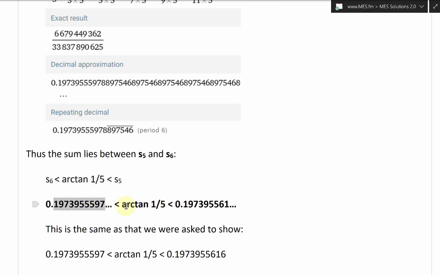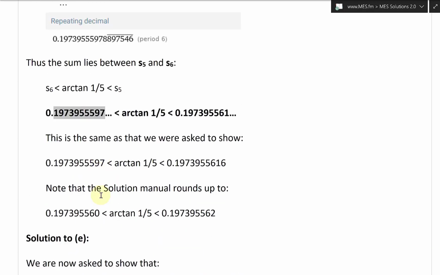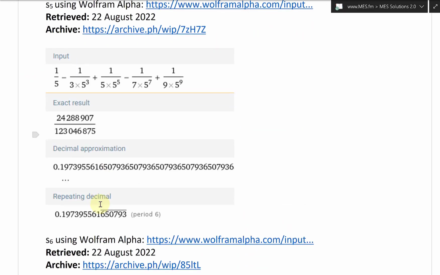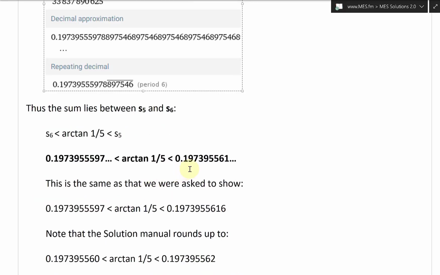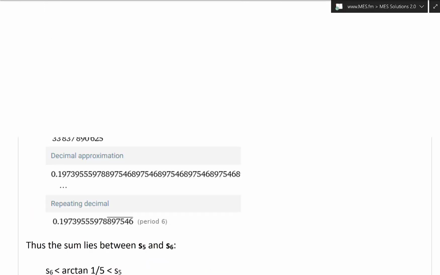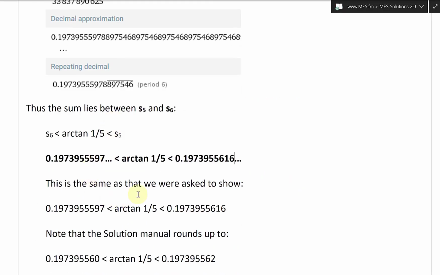197395597, and it's less than this. And then here I have stopped just to match up with the question we were asked, just before that 8, so you have exactly three 5s, and the other one up top is 55616, so here 5561, etc. And this is the same as what we were asked to show. And going back up here, this was 597, and this one also has a 6 there. We could see that right over here, 616, and so on.